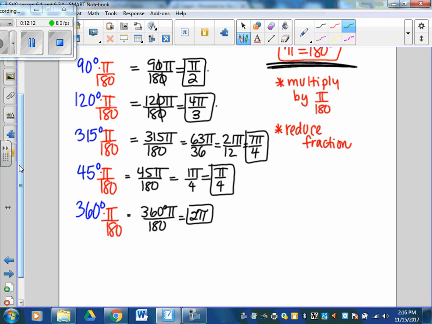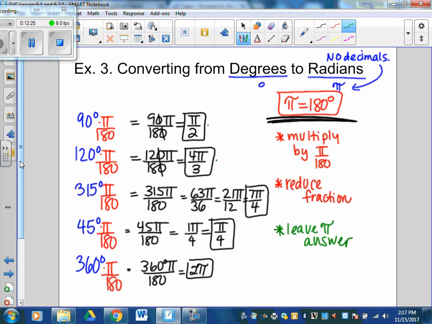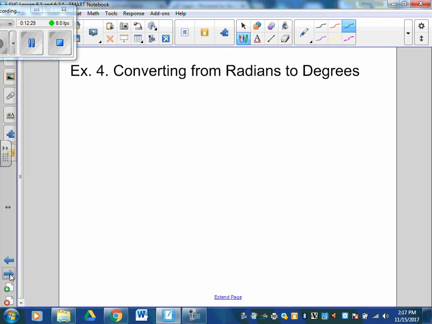Okay, be sure to leave pi in your answer. And that is that. So I do have those questions on the quiz. Please make sure you can convert that way. Now we are also going backwards. So you can convert from radians to degrees.